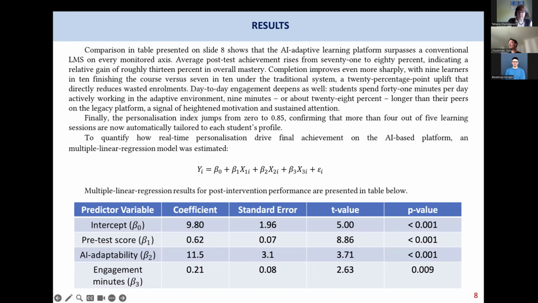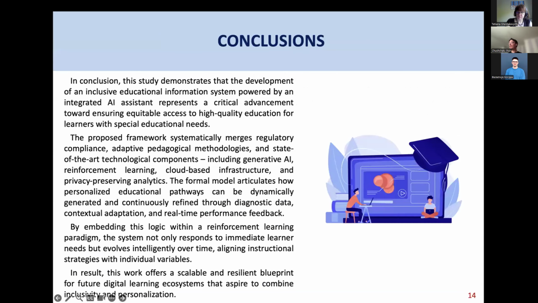The adaptability coefficient is particularly strong, suggesting that the AI platform's ability to personalize instruction is the most influential factor in boosting learning outcomes. In conclusion, this study confirms that developing an inclusive educational informational system driven by an integrated AI system marks a significant step forward in delivering an equitable, high-quality learning experience for students with special educational needs.